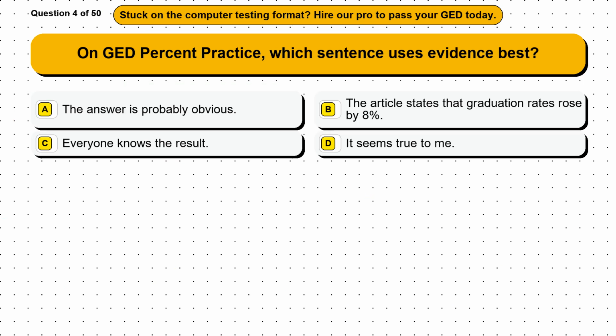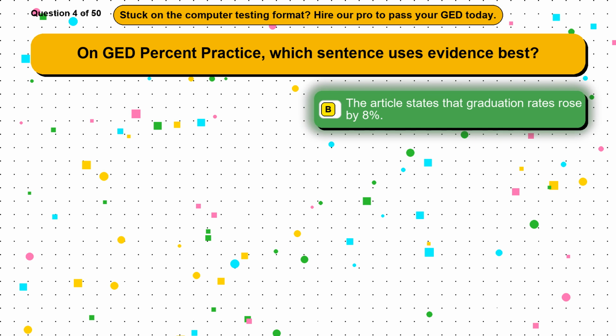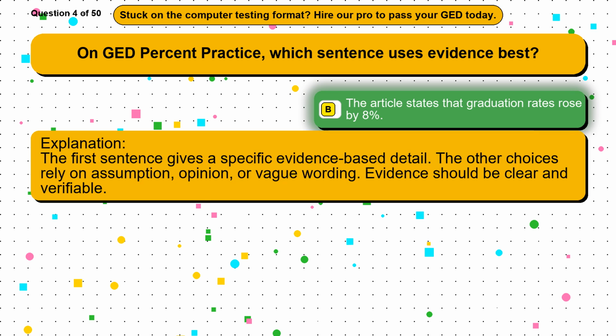Question 4. On GED Percent Practice, which sentence uses evidence best? Option A. The answer is probably obvious. Option B. The article states that graduation rates rose by 8%. Option C. Everyone knows the result. Option D. It seems true to me. The correct answer is option B. The article states that graduation rates rose by 8%. The first sentence gives a specific evidence-based detail. The other choices rely on assumption, opinion, or vague wording. Evidence should be clear and verifiable.